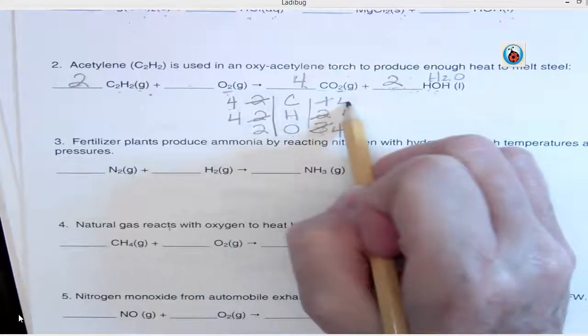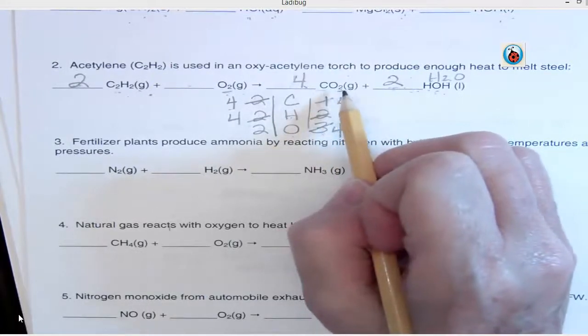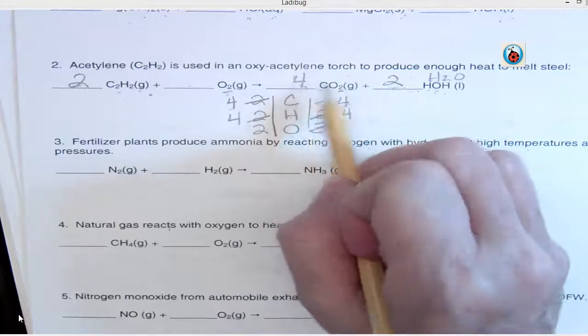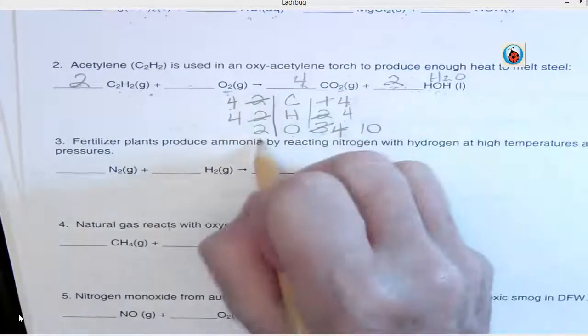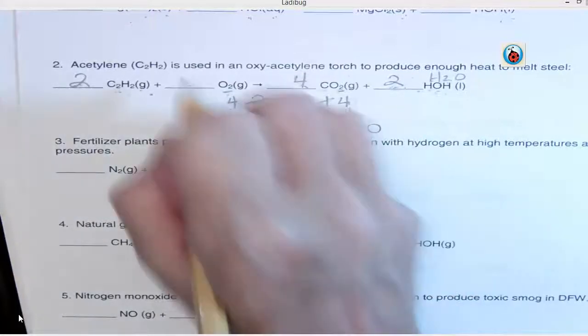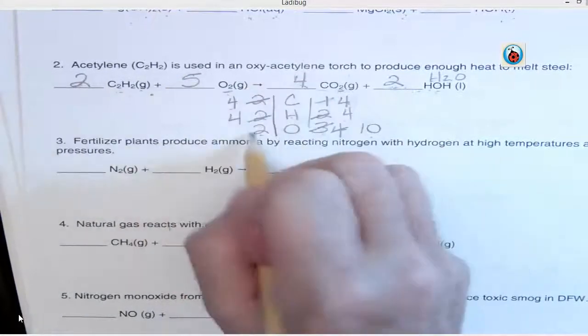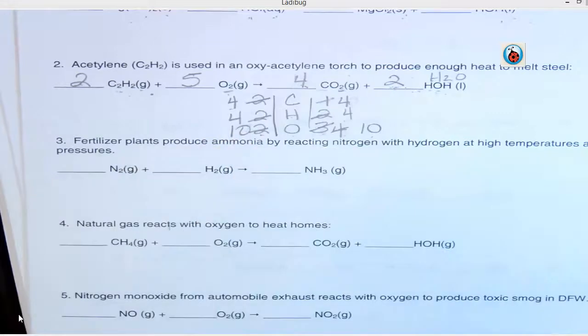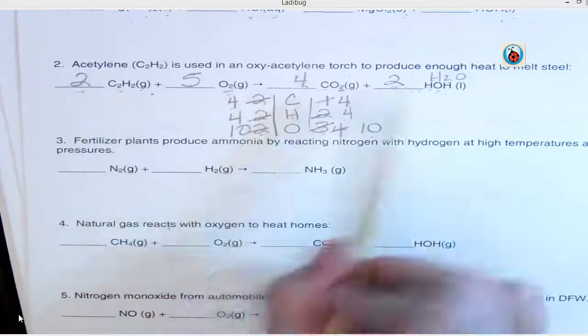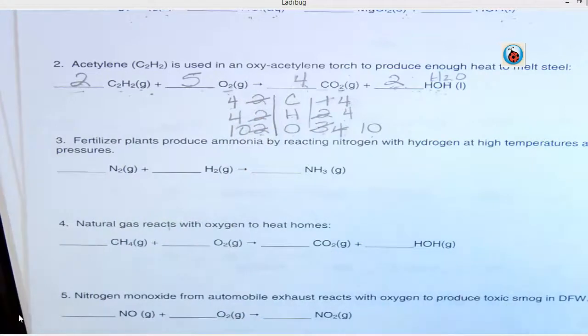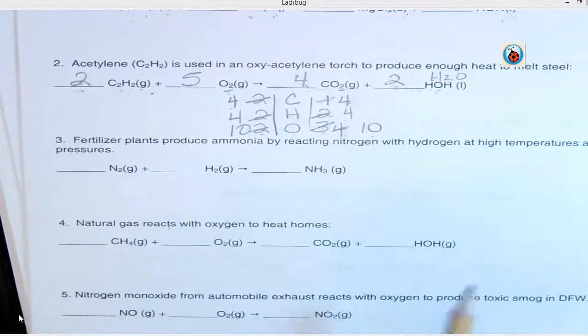So there's 4 carbon. Now we're going to count that oxygen. So there's 8, 9, 10. I've got 10 oxygen. So 2 times what is 10? 5. And that'll give me 10. Okay, so our answer is 2, 5, 4, 2. That's a really hard one. That's why I wanted to do that one with you. But just remember, when you go down here to number 4, do carbon, then hydrogen, then oxygen. Let me know if you need help.